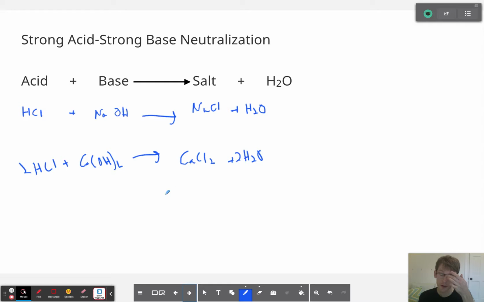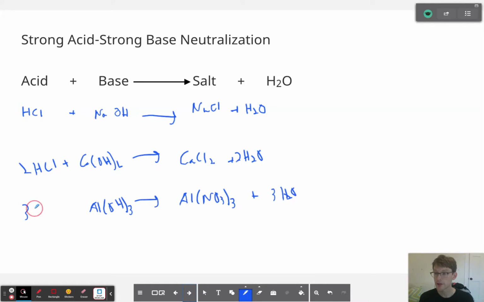But you can also have a salt like, let's go with aluminum nitrate, Al(NO3)3 plus 3H2O it's going to be. This comes from, the aluminum has to be with hydroxide, and aluminum hydroxide has the formula Al(OH)3, and we need 3 nitric acids to make this happen. The nitrate comes from nitric acid. The aluminum comes from aluminum hydroxide. That's it.